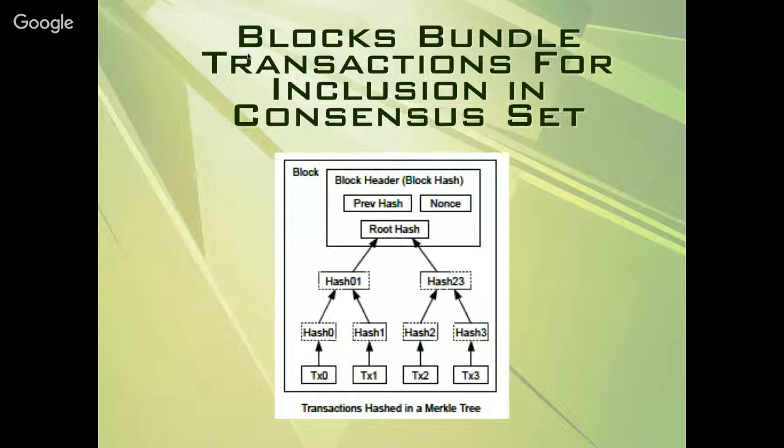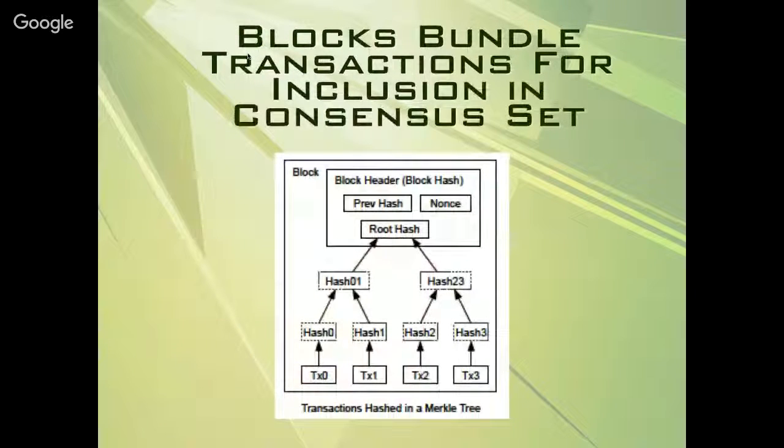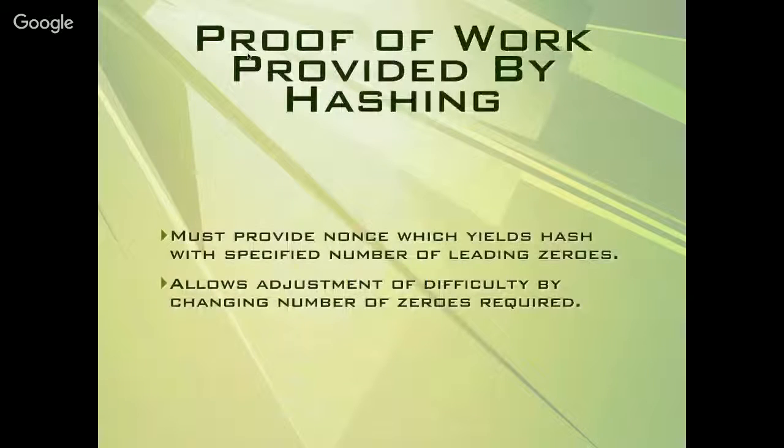Once you bundle all this together, what they have to do is create a number called the nonce, which when placed in the header of this block and hashed with SHA-256 produces a certain number of leading zeros in the hash. That's mining. Figuring out what the nonce is.